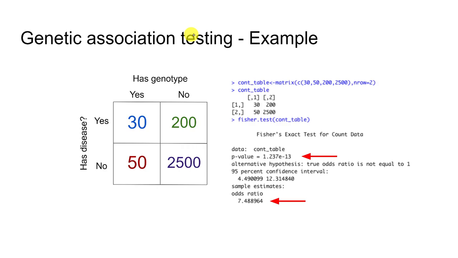And then you can also get a confidence interval for your odds ratio, where seeing whether or not that confidence interval includes 1 indicates whether this is a significant enrichment. So if the confidence interval is greater than 1, that means it's enriched in cases versus controls. If it's less than 1, that means it's depleted in cases versus controls.